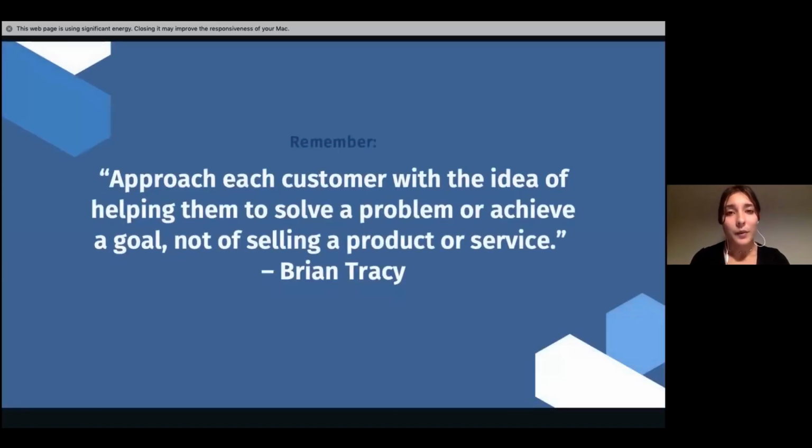We would like to finish with a quote that says, approach each customer with the idea of helping them to solve a problem or achieve a goal, not of selling a product or service, because we're in the 21st century and things have changed a lot, and they keep changing. People right now don't want tangible things. They want intangible. They want experiences, they want feelings. So this is what you have to try to sell them. You need to help them based on experience and on feelings.